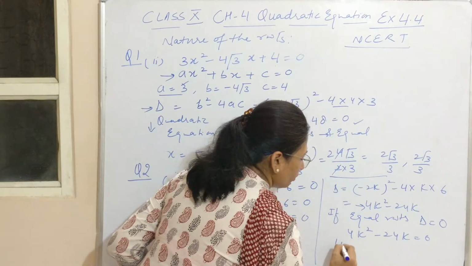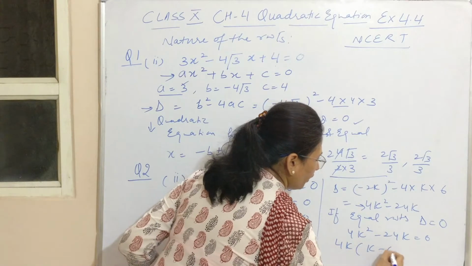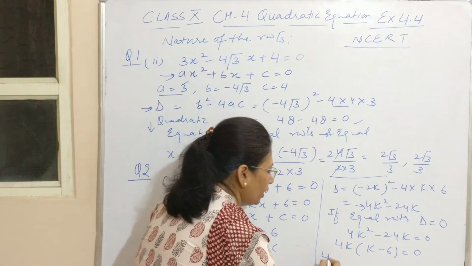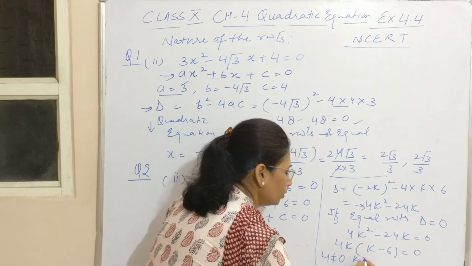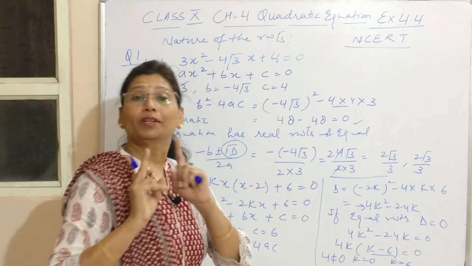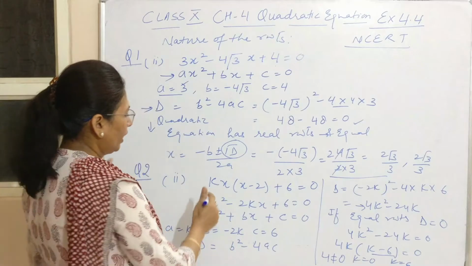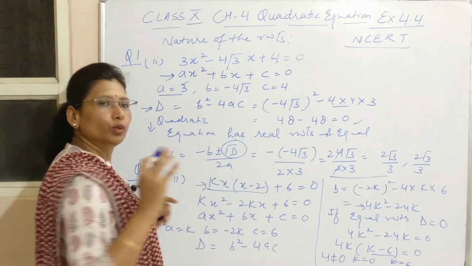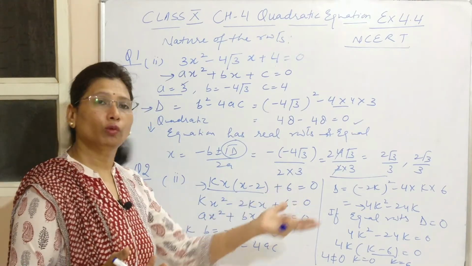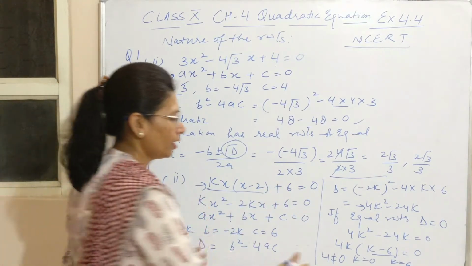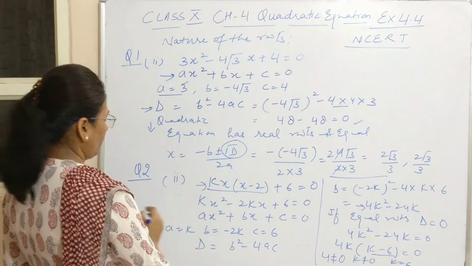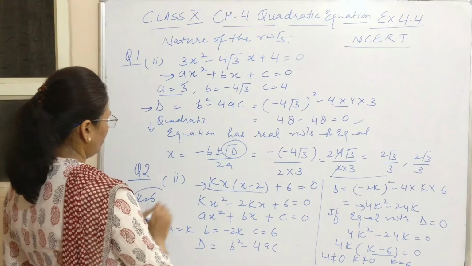4k is common. If 4k is common, what are you left with inside? k minus 6. So here 4 cannot be equal to 0, k can be equal to 0, and if you put k minus 6 equal to 0, k is equal to 6. Now you have to decide which value of k. If you take k equal to 0, then this term becomes 0, which is not possible because it will be a constant term, and that says 6 equal to 0. So we cannot take k equal to 0, so k is non-zero and the value of k is equal to 6. So here the value of k comes out to be 6.